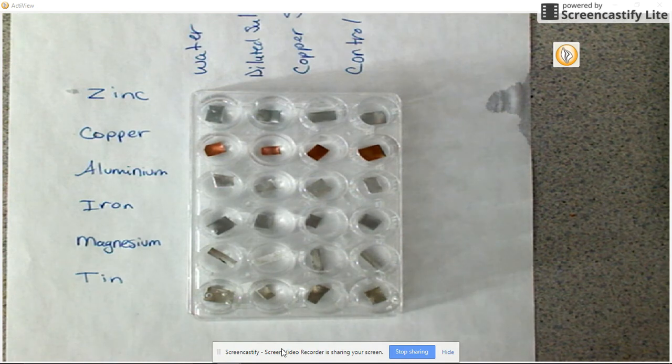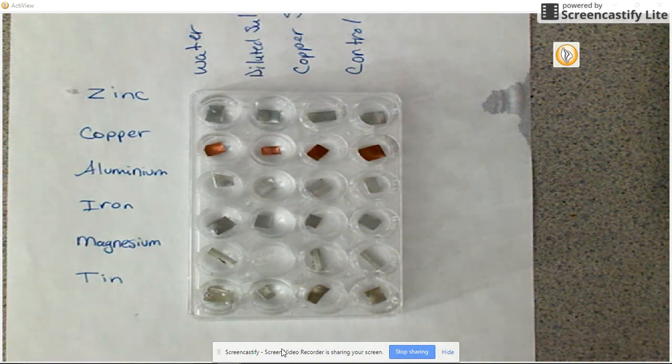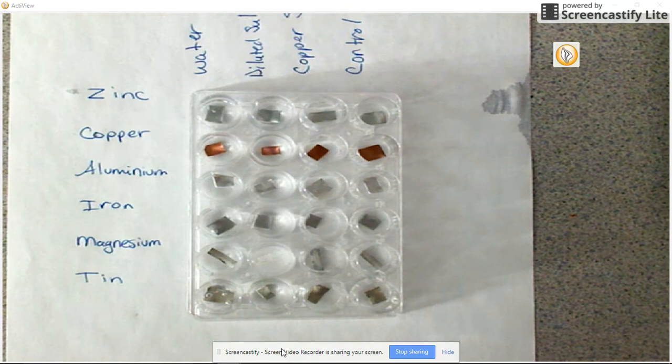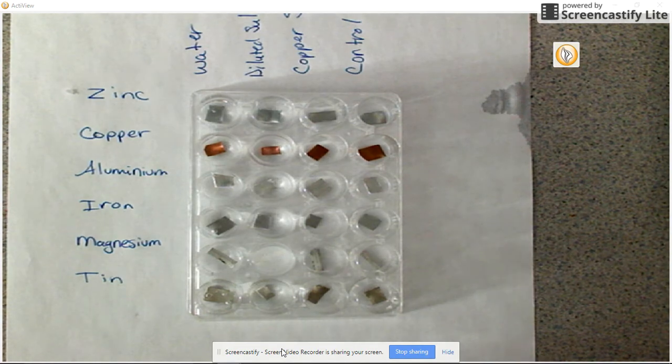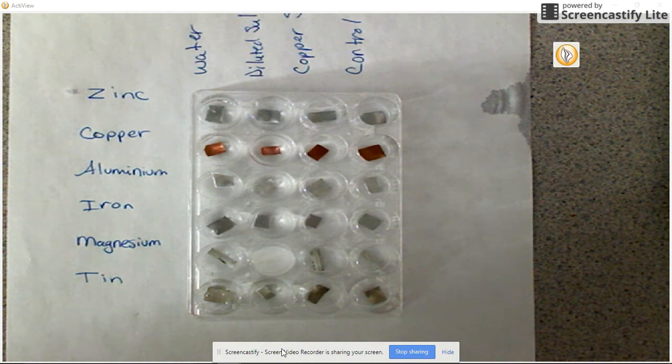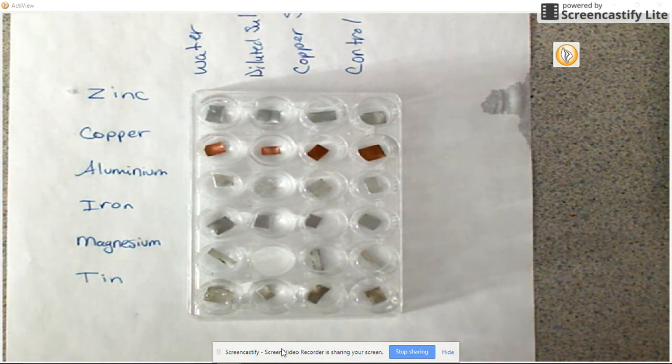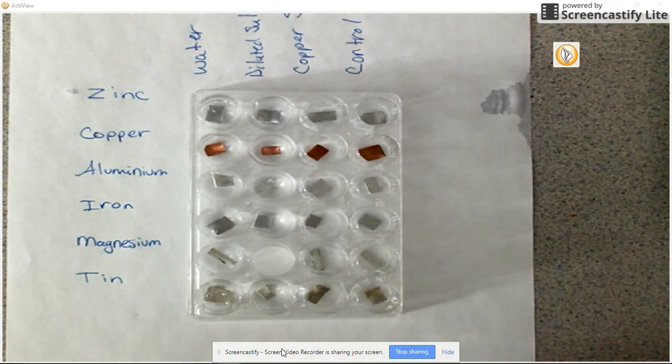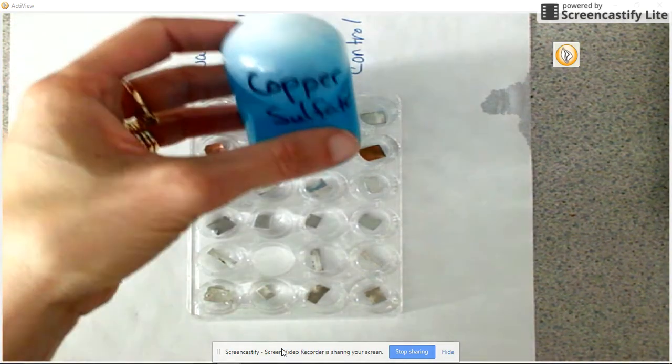Next, we'll use copper sulfate. We'll let these react for just a moment. Copper sulfate is made by combining copper with sulfuric acid, but it will have a different reaction than the sulfuric acid because it is a different compound. It also has a very different color. It is a bright, bright blue.